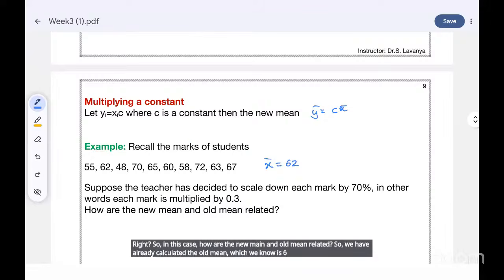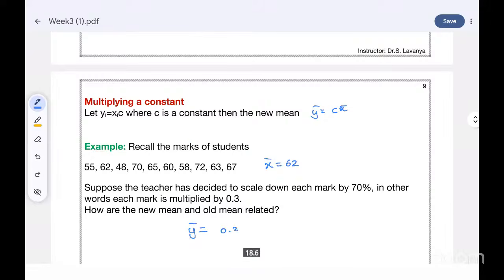So what should be your new mean? 18.6. 0.3 times 62, which is 18.6. Okay, fine.